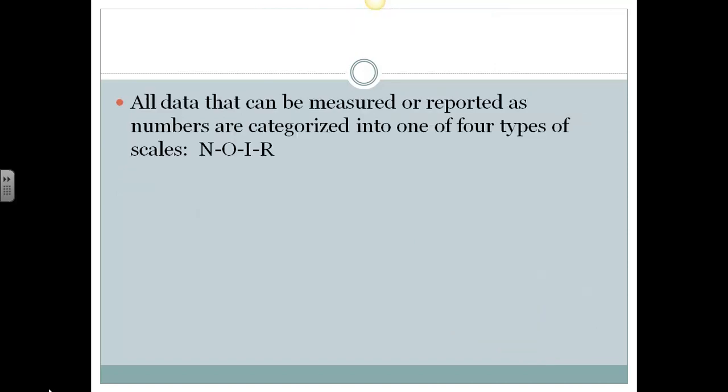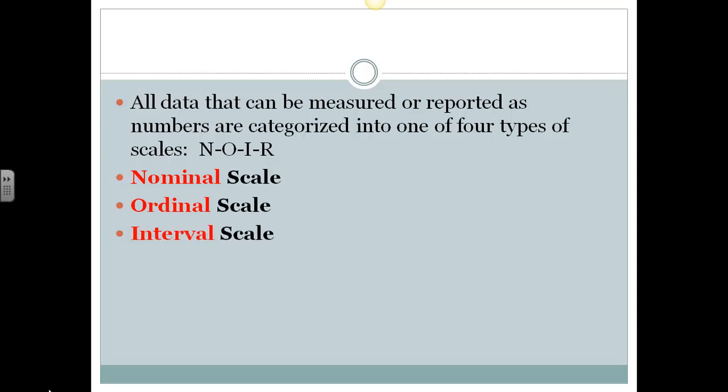So remember, all data that can be measured or reported in numbers can be categorized into one of 4 types of scales. So remember this acronym, NOIR. That stands for Nominal Scale data, and we'll talk about that separately, Ordinal Scale data, Interval Scale data, and Ratio Scale data. These are all represented by numbers, but the numbers don't mean the same thing in each scale.